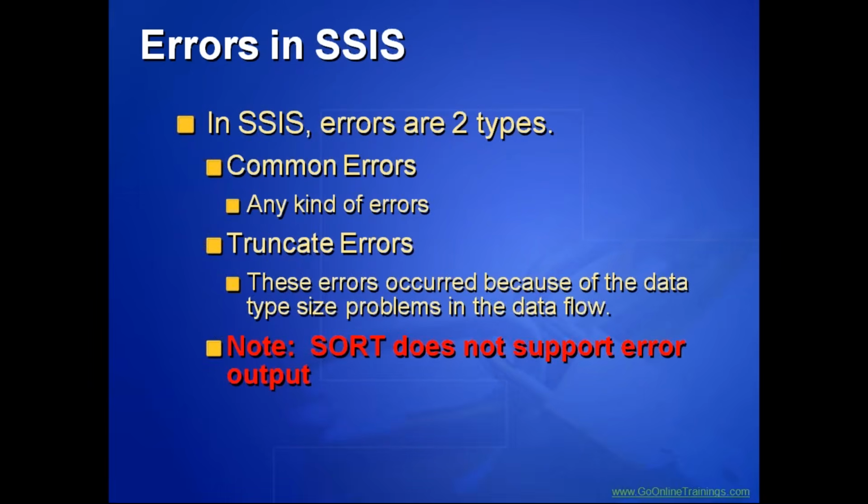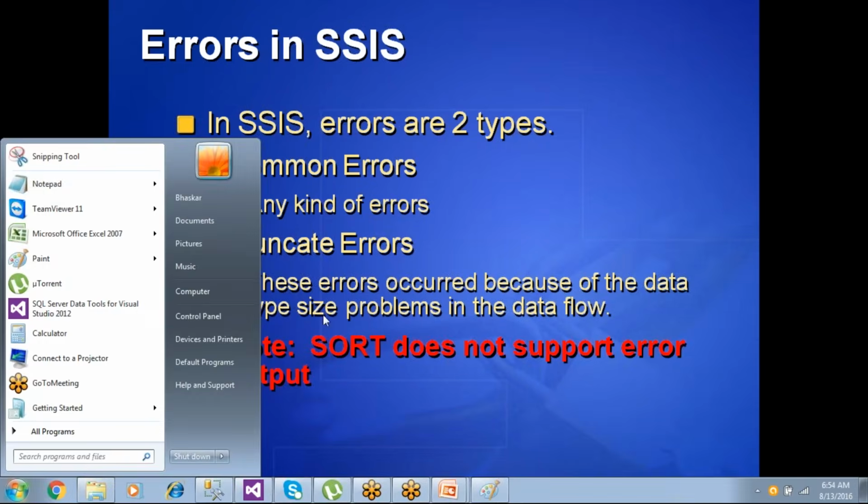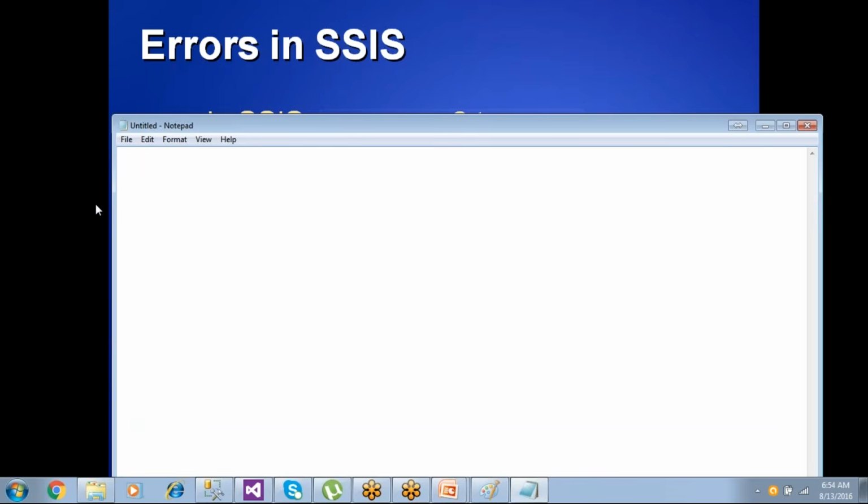Now, we have one more thing to discuss after the lookup transformation. We have some kinds of errors in SSIS packages. Whenever you get an error, any kind of error, there are common errors, or you may have truncation errors. These errors occur because of data type size issues. Whenever you get the error, what is going to happen? Let us understand with one example. This is my source data. I have 1, A, 10. I have 2, B, 20. I have 3, C, 30. I have 4, D, 40. I have some data just like this.